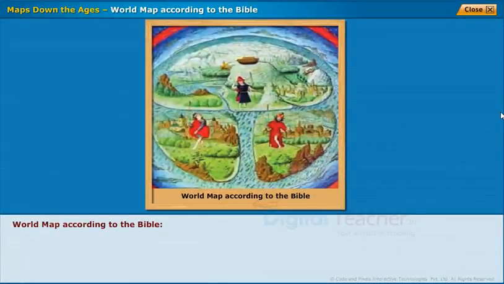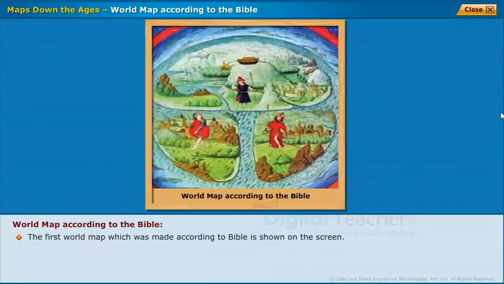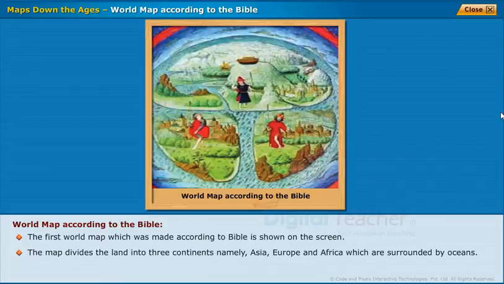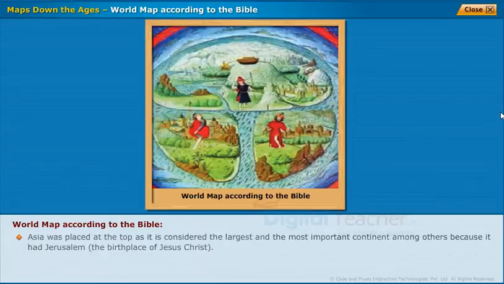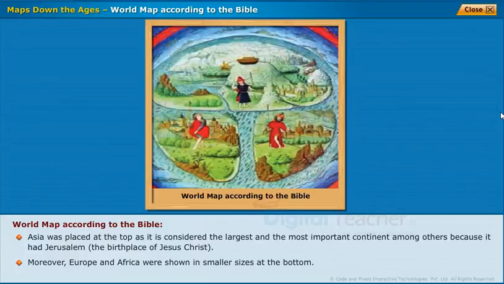World map according to the Bible. The first world map which was made according to Bible is shown on the screen. The map divides the land into 3 continents, namely Asia, Europe and Africa, which are surrounded by oceans. Asia was placed at the top as it is considered the largest and the most important continent among others, because it had Jerusalem, the birthplace of Jesus Christ. Moreover, Europe and Africa were shown in smaller sizes at the bottom.